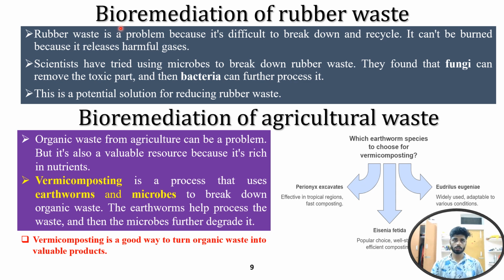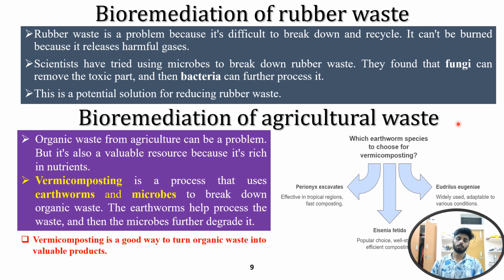Up next, we will be discussing bioremediation of rubber waste and agriculture waste. The thing with rubber waste is that it is very difficult to break down and recycle, and it cannot be burned as well, because when burned, it releases harmful gases, as we all know. So studies were conducted where scientists used different kinds of microorganisms to try and degrade this rubber waste. These studies found that certain species of fungi can effectively remove the toxic part from the rubber waste, and bacteria can be used to further process it.